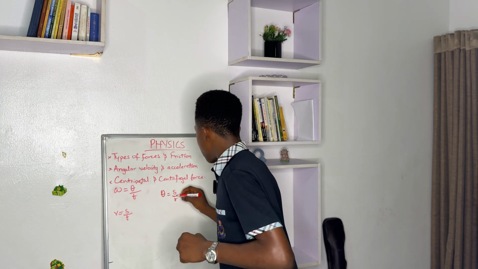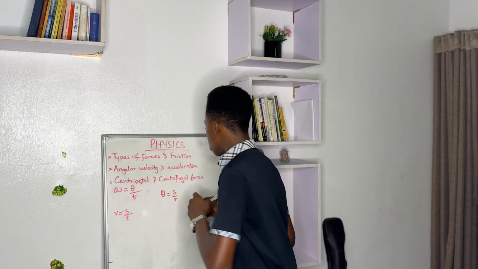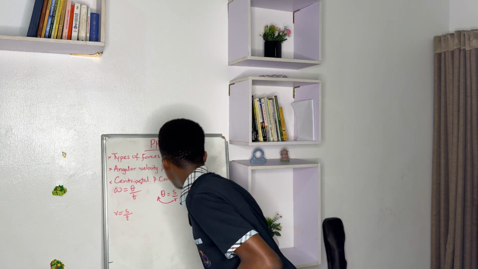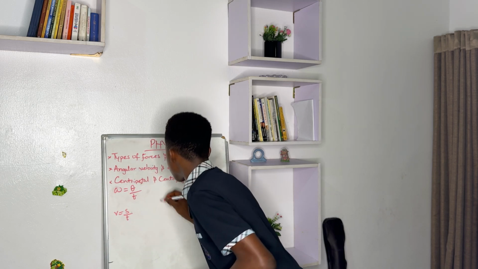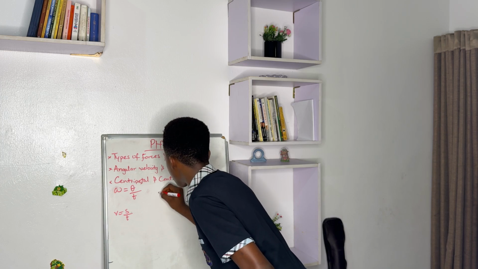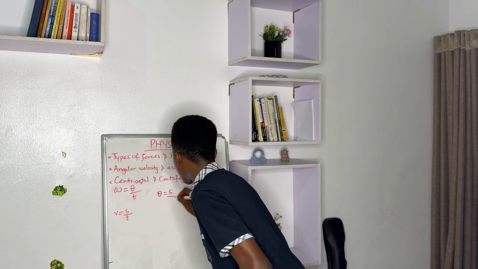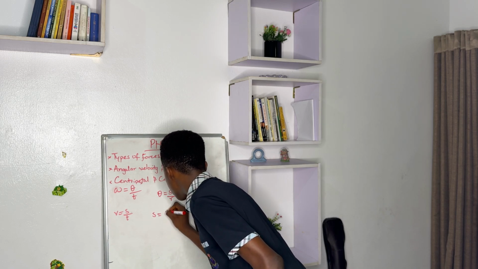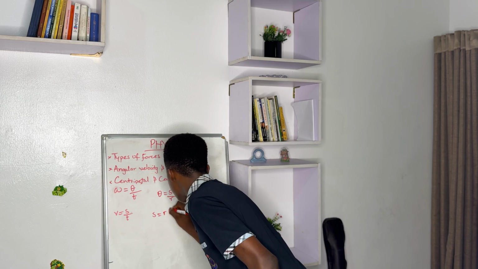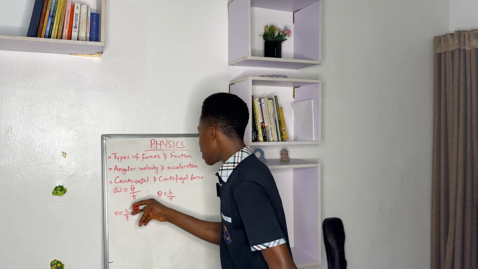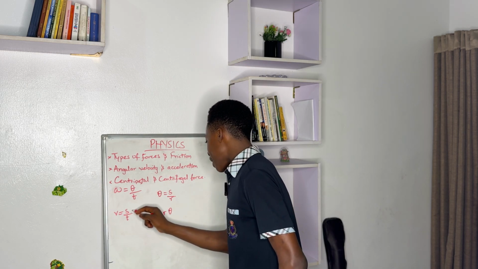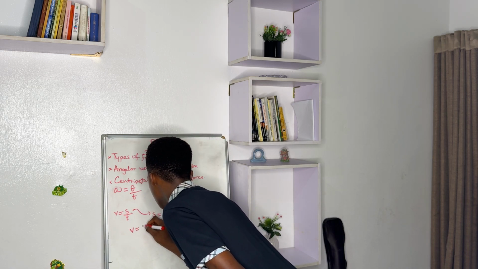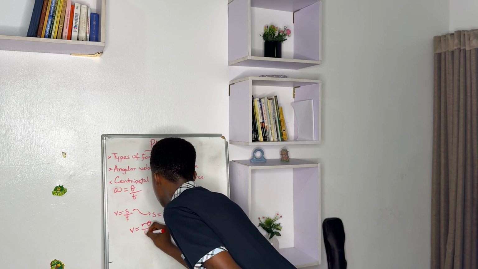Next, what we're going to do is to make s the subject of the formula. To make s the subject of the formula, I'm just going to bring r over here. So s is going to be equal to r theta. Let me write that again so you can see how I got the formula. Theta is equal to s over r. If we make s the subject of the formula, s is going to be equal to r theta. Right? Now, v is equal to s over t. But we know that s is equal to r theta. So v is going to be equal to r theta over t.